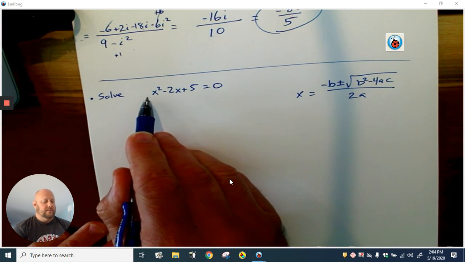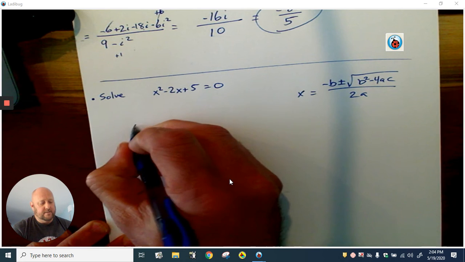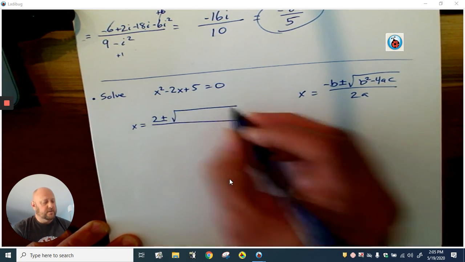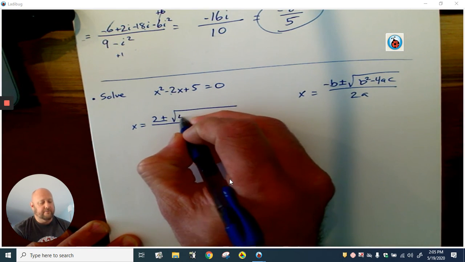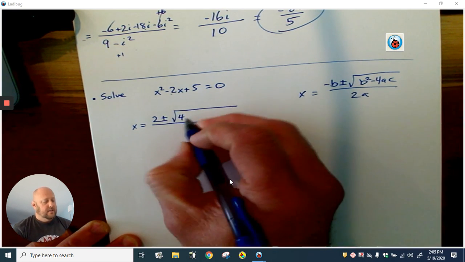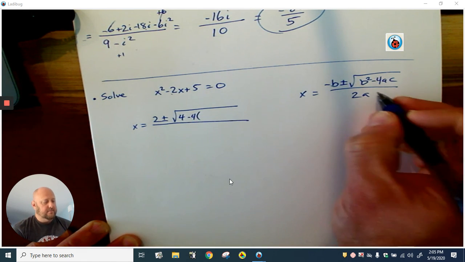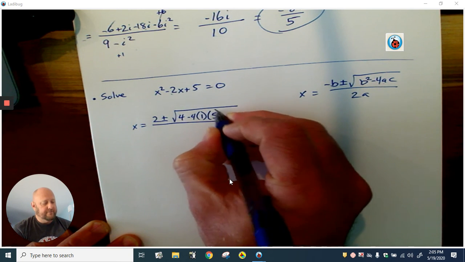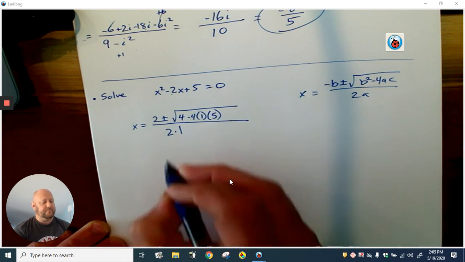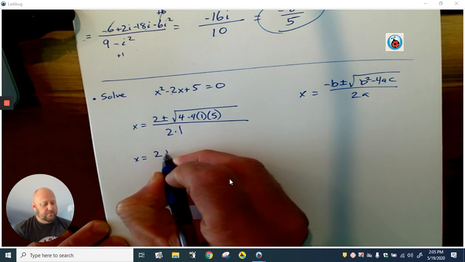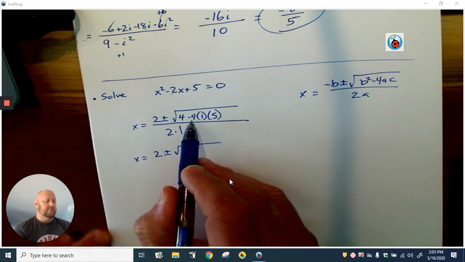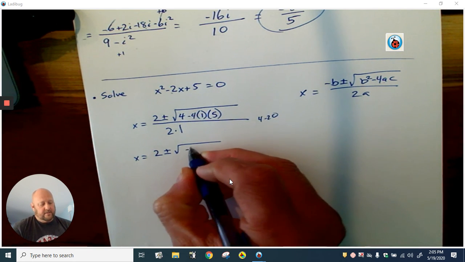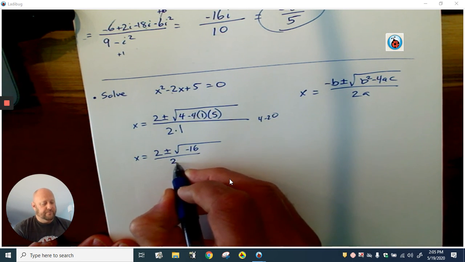And then we plug in. So negative of b would be positive 2, plus and minus the square root of b squared, which would be negative 2 squared, positive 4, minus 4 times a, which is 1, times c, which is 5, all over 2 times 1. So I get 2 plus and minus the square root of, this would be 4 minus 20, or negative 16, all over 2.